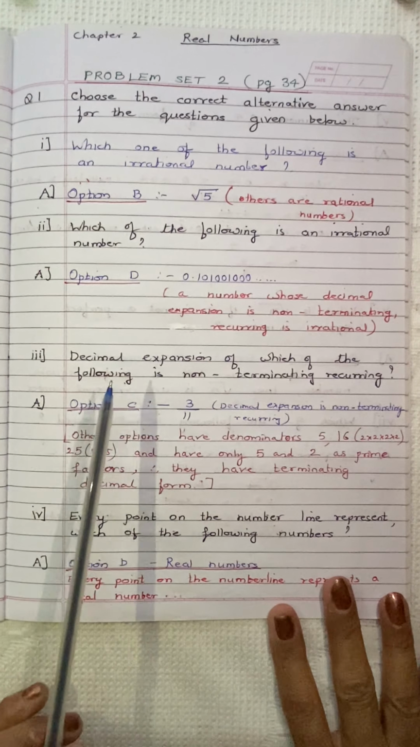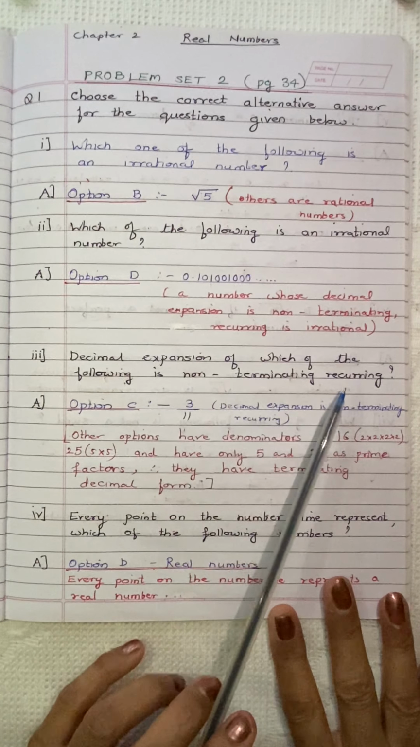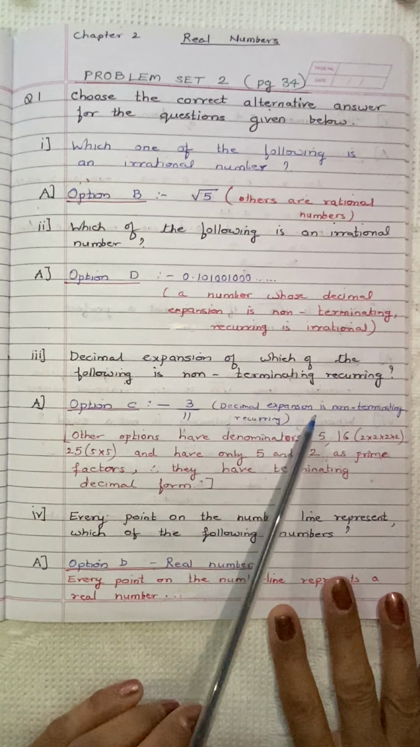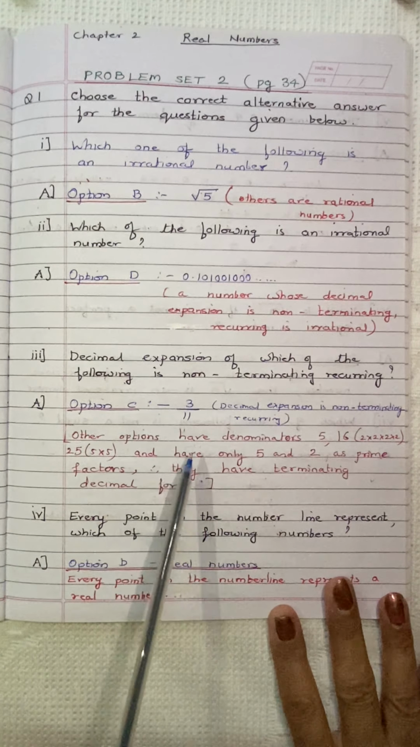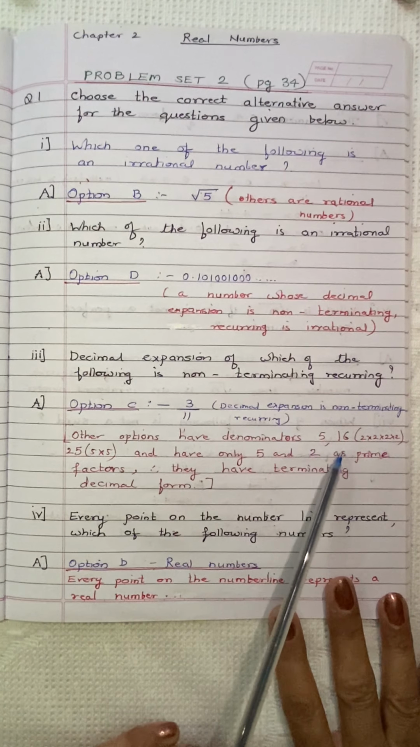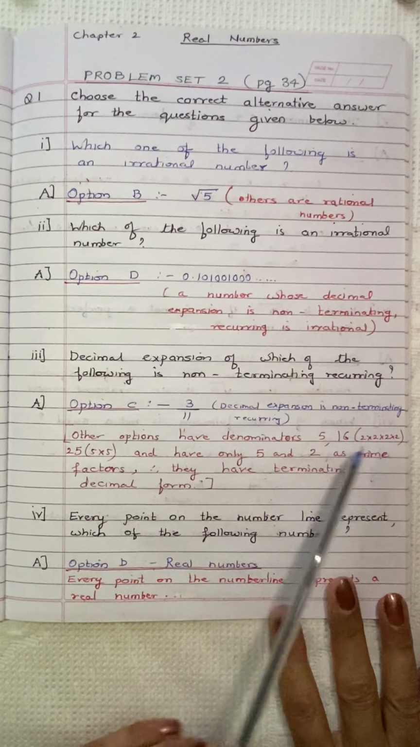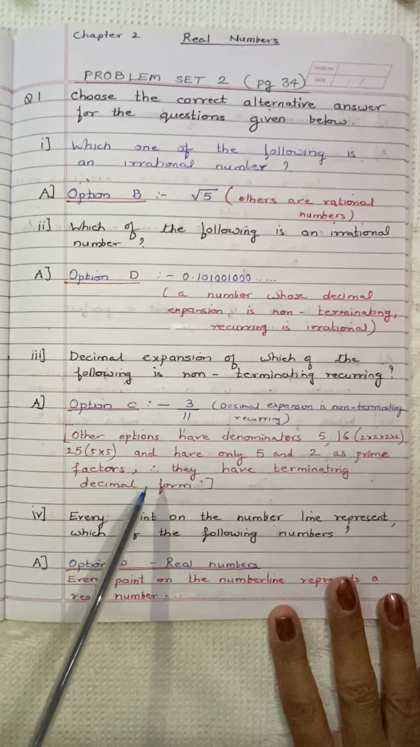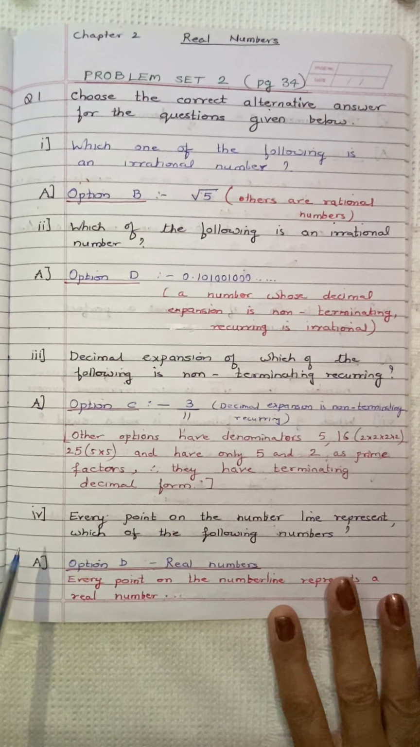Third sub-question. Decimal expansion of which of the following is non-terminating recurring? Option C, 3 upon 11. Decimal expansion is non-terminating recurring. Other options have denominators 5, 16, which can be expressed as 2 into 2 into 2 into 2, and 25, 5 into 5, and have only 5 and 2 as prime factors. Therefore, they have terminating decimal form. This we have studied earlier.